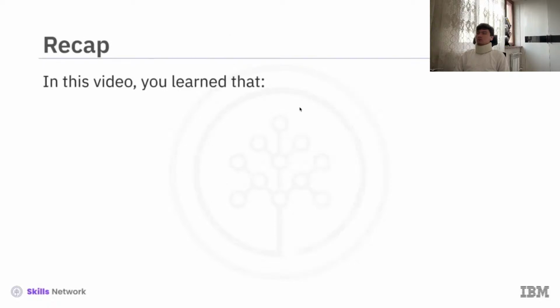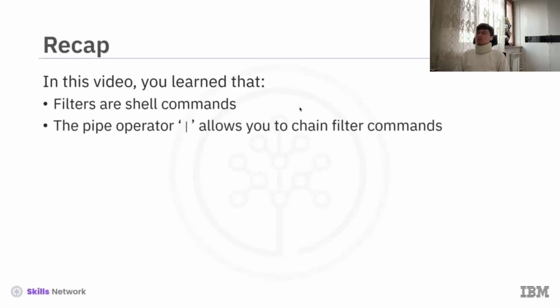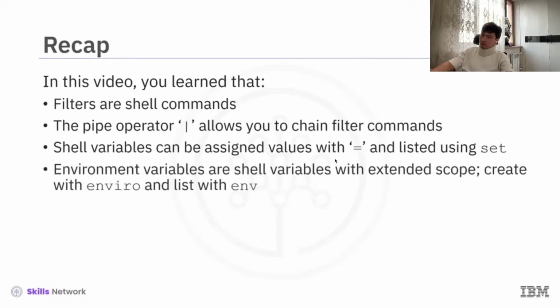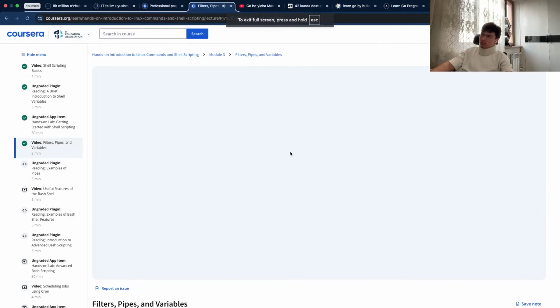In this video, you learned that filters are shell commands. The pipe operator allows you to chain filter commands. Shell variables can be assigned values with equal and listed using set. Environment variables are shell variables with scope extended to all child processes of the shell.